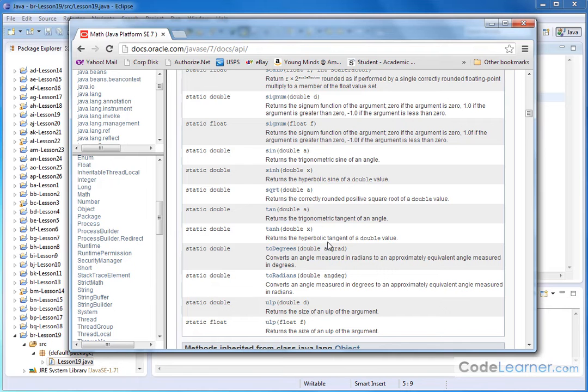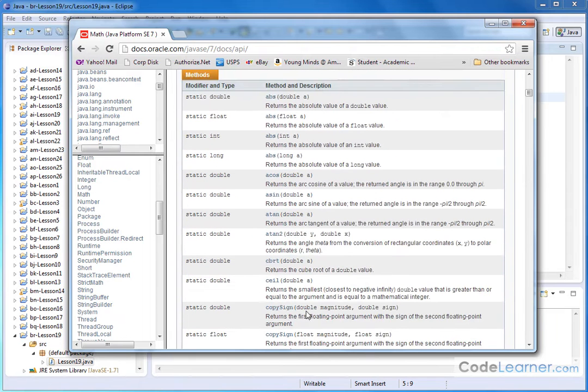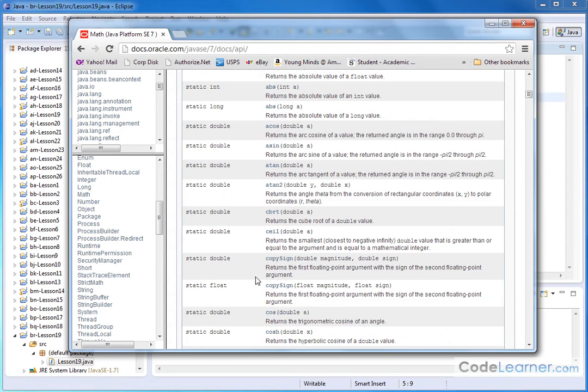So here's the documentation that we've been using. These are the methods of the math class. You can see there's the sine method, which requires a double argument, which just means a decimal point argument. It's going to return a double as a result. Here's the tangent. And if you go up to the C's, you have the cosine. So we have sine, cosine, and tangent.